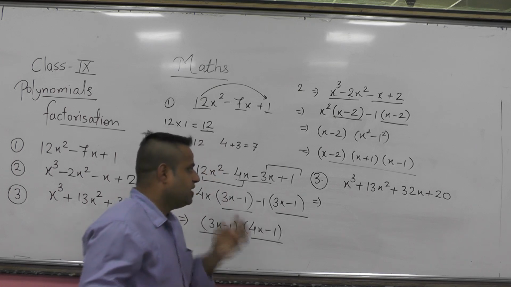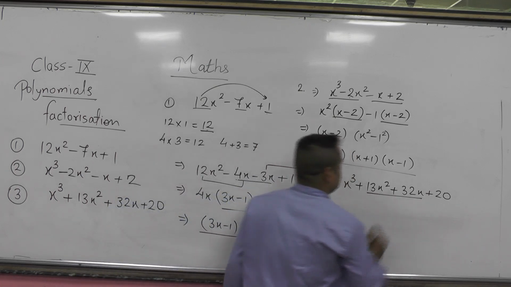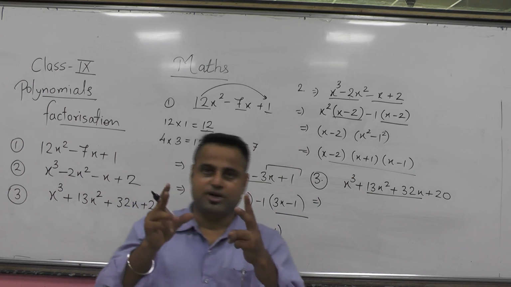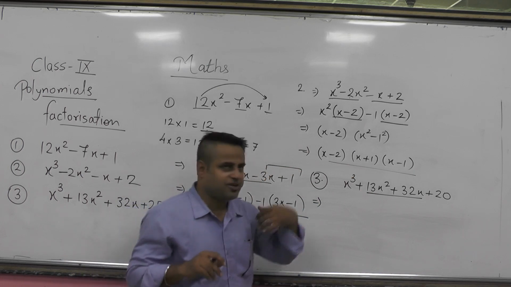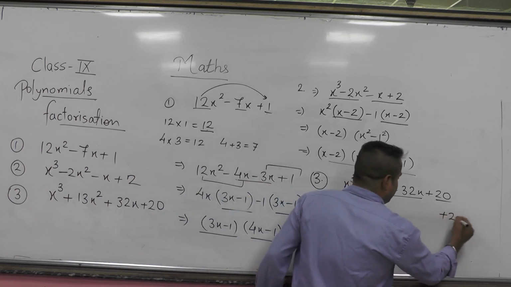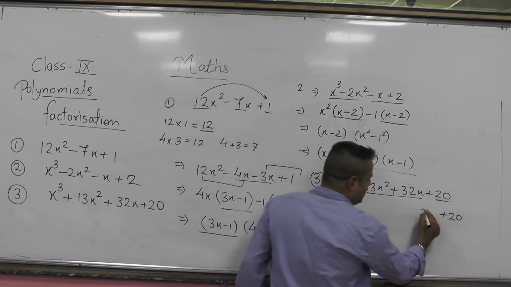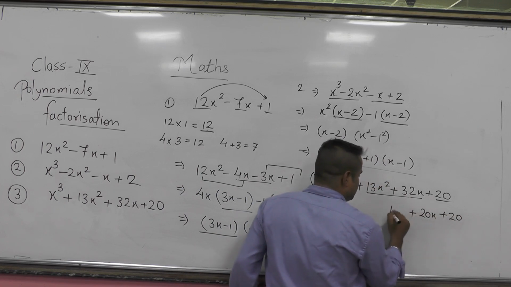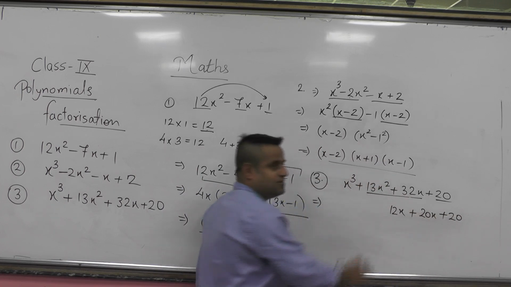So what we are doing here, we are splitting the two middle terms, not only one. Now how to split? It's very easy. We can try it from the back. So what we are doing here, we can write plus 20 here, and 32 we can write as 20x plus 12x. 20 and 12 is 32.